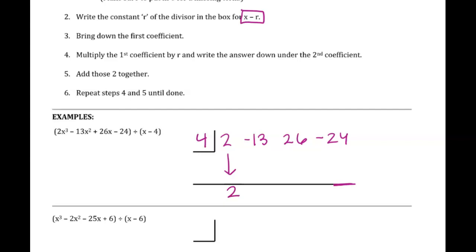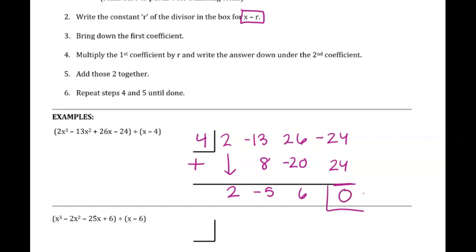Then we multiply. So we have 2 times 4, which is 8. And then we add. That's a major difference. For synthetic division, we add. Long division, we subtract, right? Negative 13 plus 8 is negative 5. Negative 5 times 4 is negative 20. 26 plus negative 20 is 6. 6 times 4 is 24. Negative 24 plus 24 is 0.